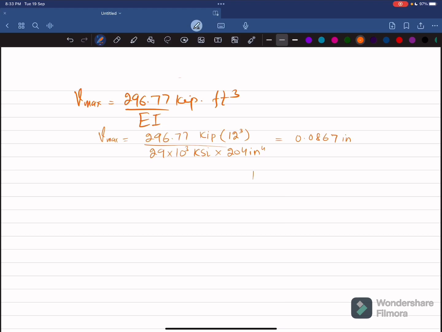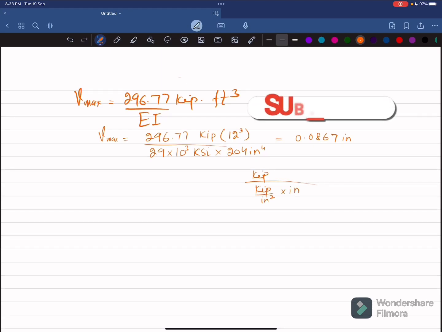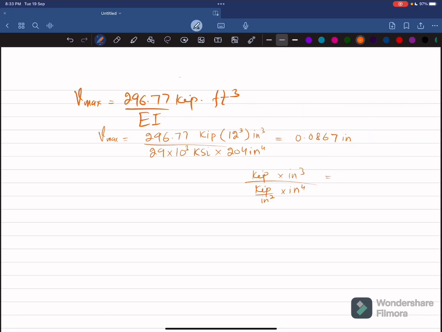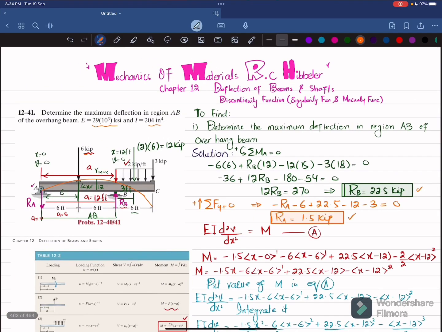One more thing is that you have kip above and you have KSI, which is equal to kilopounds per square inch. So into inch power 4, and we have here inch cube as well because feet is converted into inch cube. So this will be equal to kip into inch power 5 divided by kip into inch power 2, which will only leave inch. So V max is equal to 0.0867 inch, and this is positive, so it means this deflection is upward. Let me show you it as well. So you can see this is positive, so this deflection is upward.